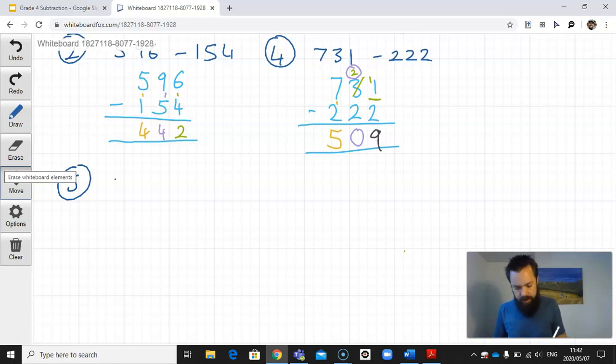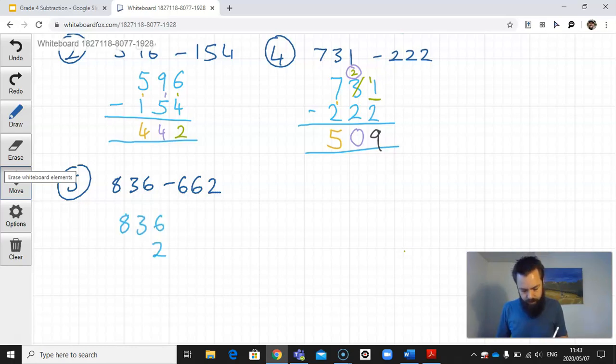So 836 minus 662. So you try this one while I lay it out. I'll give you a few seconds to get going. I'll write down number 6 in the meantime as well.